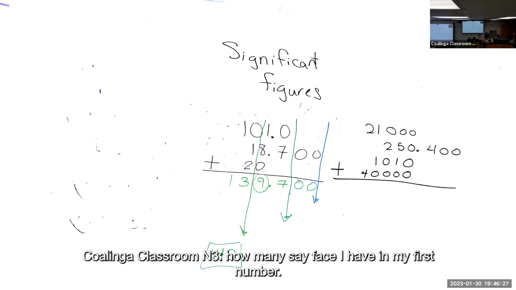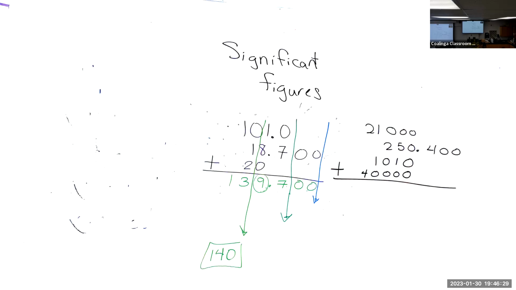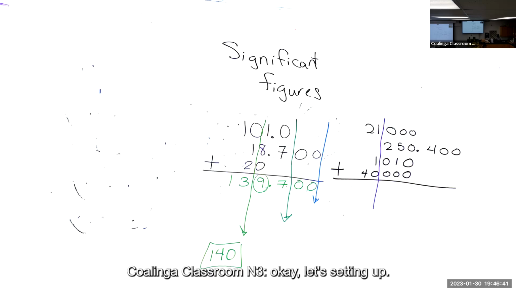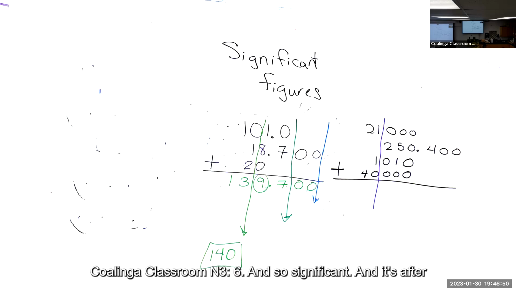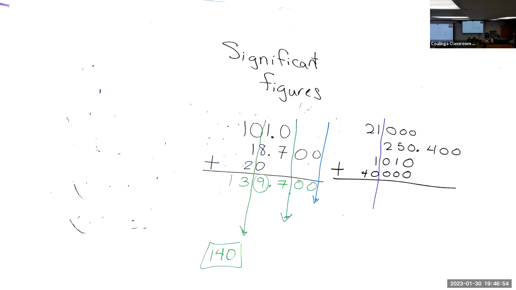So, how many significant figures do I have in the first number? So significant ends there, so we're going to draw a line. Okay, the second number. How many significant figures do I have there? Six. Okay, so significant ends after the last zero.